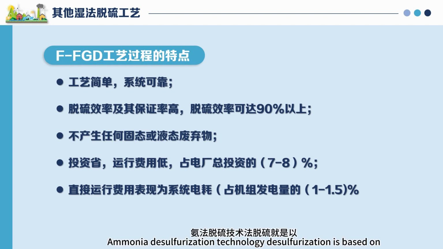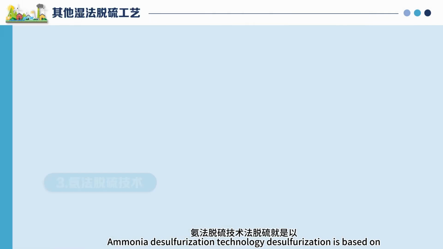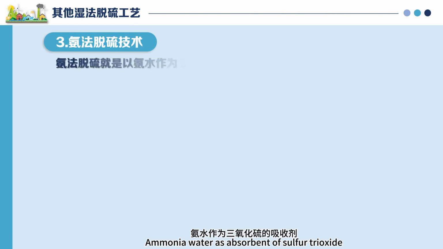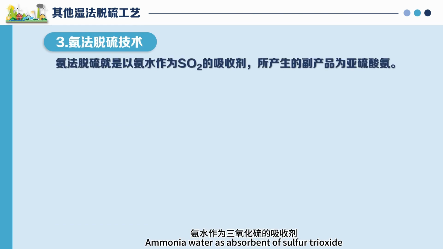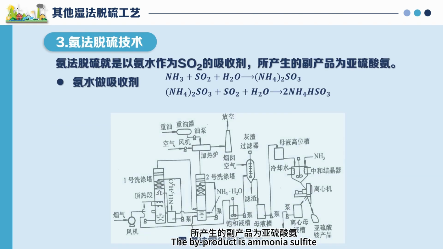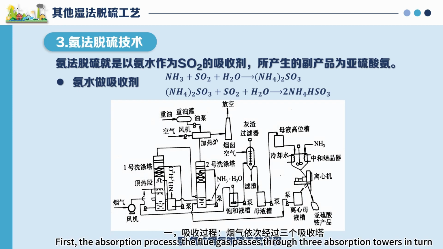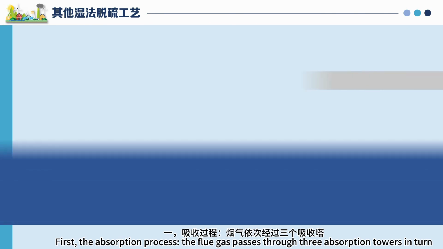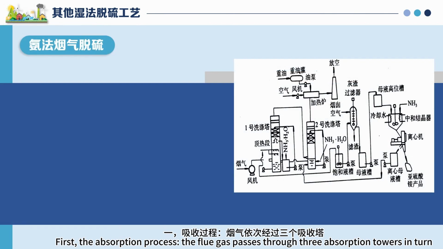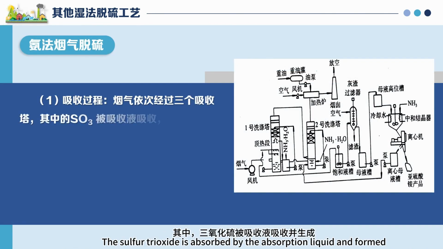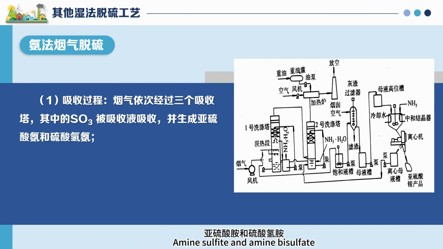So, ammonia desulfurization technology. Desulfurization is based on ammonia water as the absorbent of sulfur dioxide. The byproduct is ammonium sulfite. First, the absorption process. The flue gas passes through 3 absorption towers in turn. The sulfur dioxide is absorbed by the absorption liquid and forms ammonium sulfite and ammonium bisulfite.